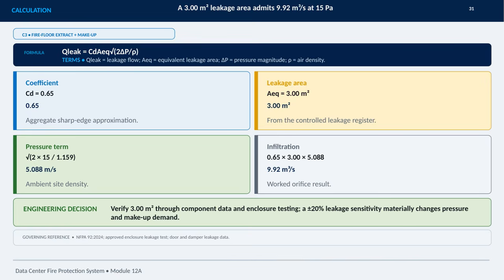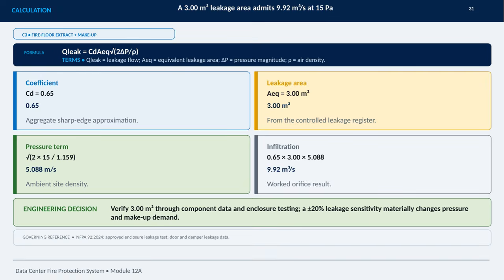The coefficient is taken as 0.65, representing an aggregate sharp edge approximation. The controlled leakage register provides an equivalent leakage area of 3.00 square meters. At a pressure difference of 15 pascals and an ambient air density of 1.159, the pressure term evaluates to 5.088 meters per second. Multiplying these values gives 992 cubic meters per second of leakage flow.